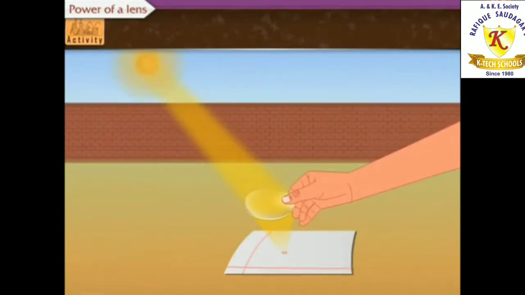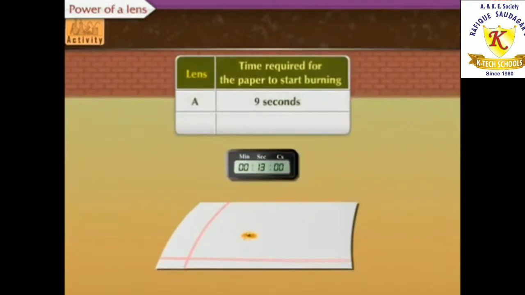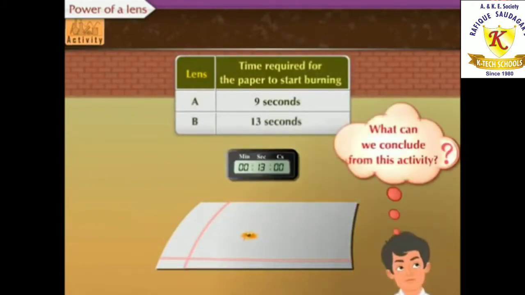Start your timer. After a while, we could see that the paper is burning. Now the time required for lens B is 13 seconds. So what can we conclude from this activity?